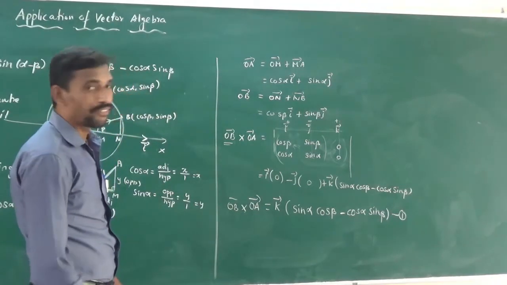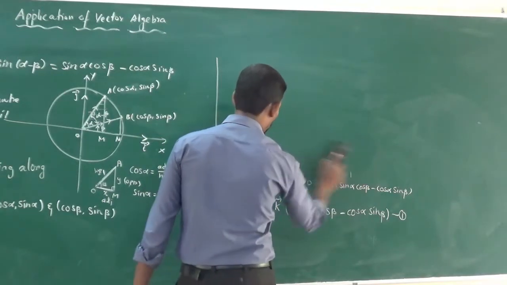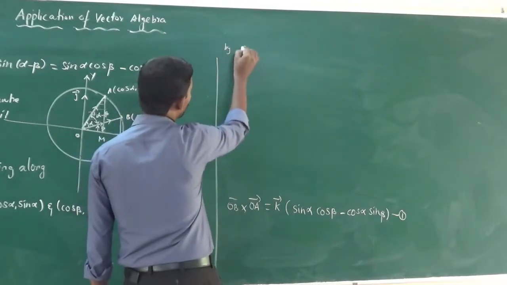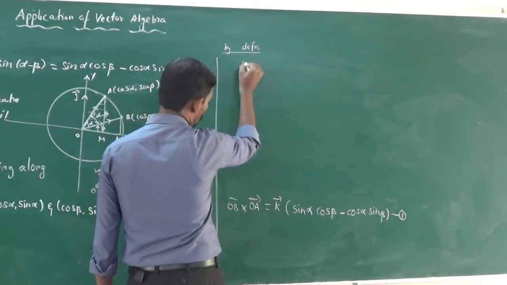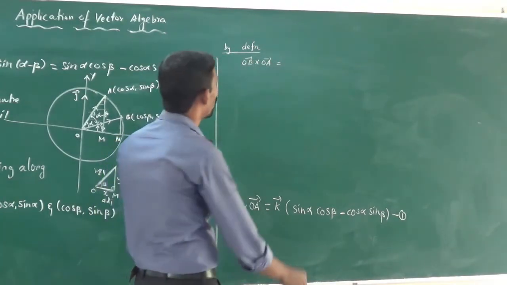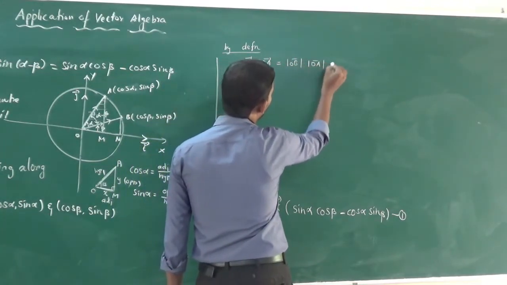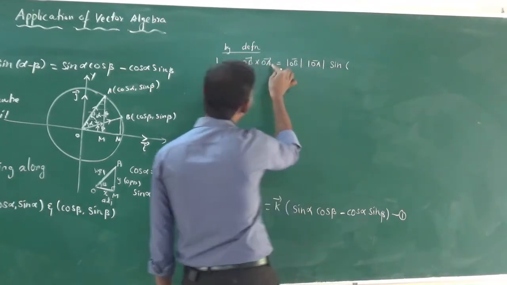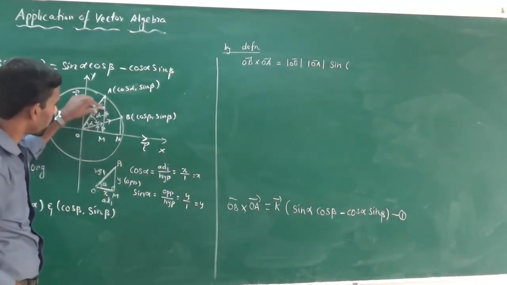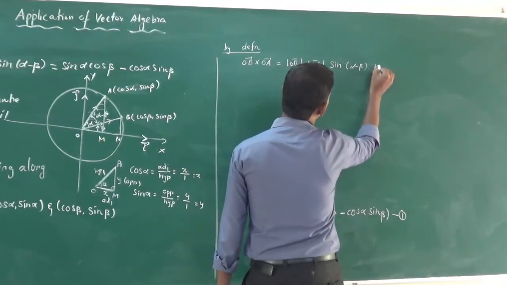Now we have to go for the definition, right? So I write this one. By definition, OB vector cross OA vector is equal to the magnitude of OB vector, the magnitude of OA vector, into the sine of the angle between them, AOB. The angle between AOB is nothing but alpha minus beta. So we write alpha minus beta into what? K vector.